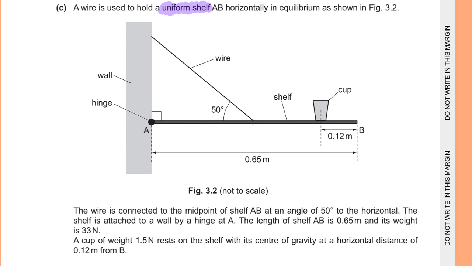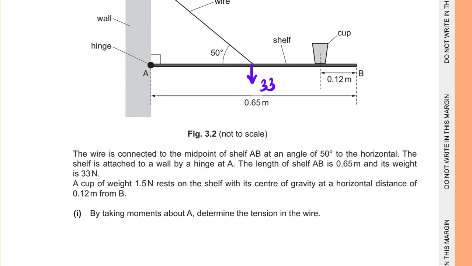So the weight would be marked from the center, which is also the point where the wire is connected, which is 33 newtons. A cup of weight 1.5 newton rests on the shelf with its center of gravity at a horizontal distance of 0.12 meters from B. By taking moments about A, determine the tension in the wire. There's also the tension in this wire, and the rule for marking tension is that it's marked away from the object being considered. So that's T, and if we resolve this, that becomes T cos 50, because this is the component with the angle, and the other one is T sin 50.